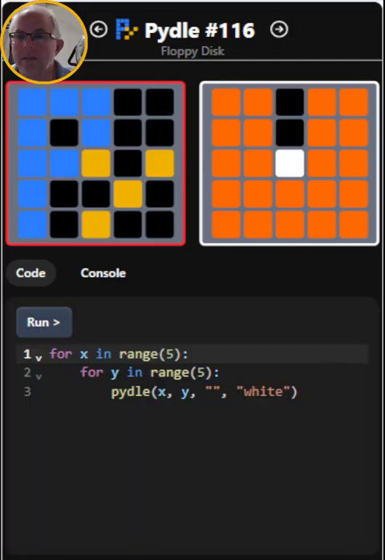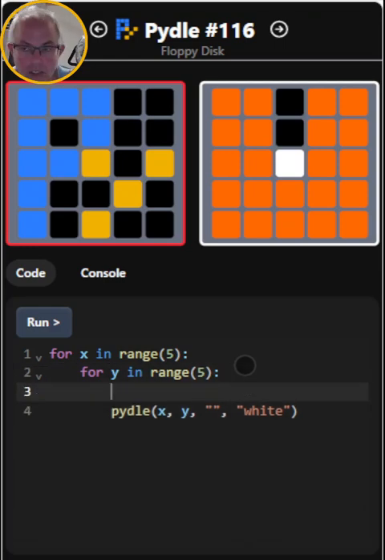Okay, so this is about the simplest Pydle you can get. I wanted to use a floppy disk image or graphic. So we're just going to keep those two loops. Now we just need to exclude the black pixels.